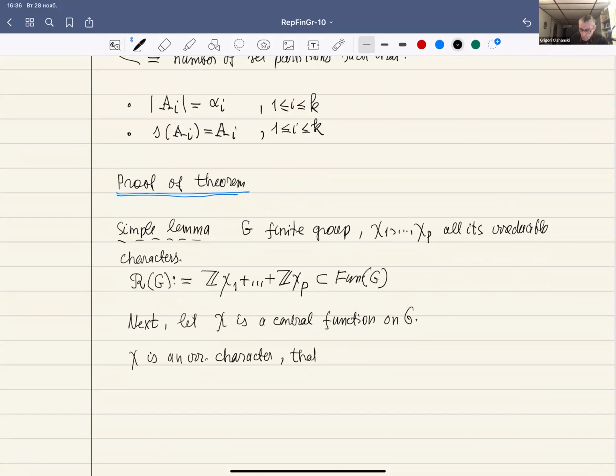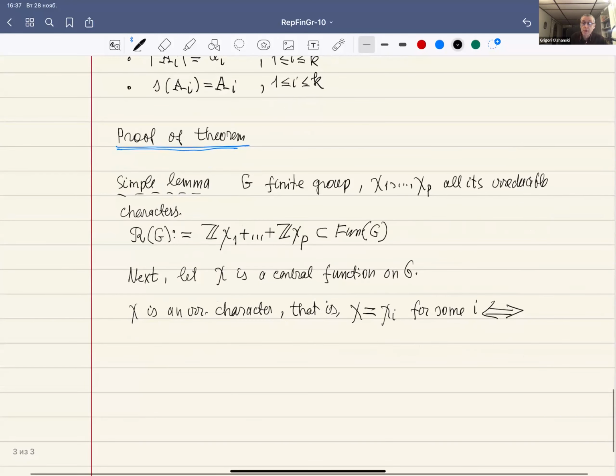So that is chi coincides with some of these characters for some I, if and only if the following three conditions are satisfied. First, this function belongs to this lattice, this one. So it is a Z-linear combination of characters. If you can verify it, so this is condition 1.